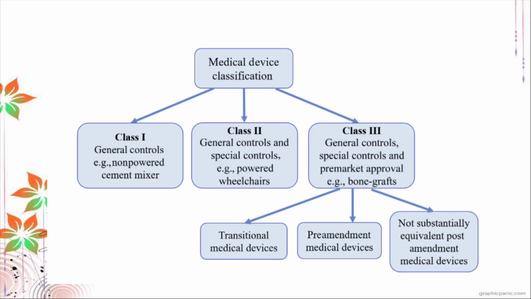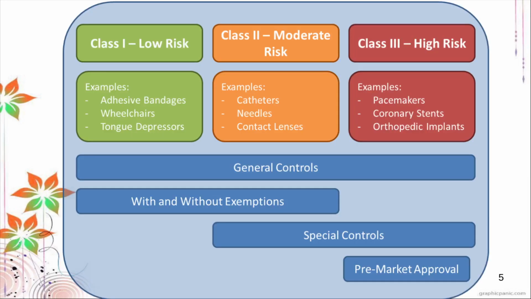And then the last one, the highest classification, is for devices that require a very rigorous amount of control. They can be transitional medical devices, pre-amendment medical devices, or not substantially equivalent post-amendment medical devices. So let's look at some other examples.